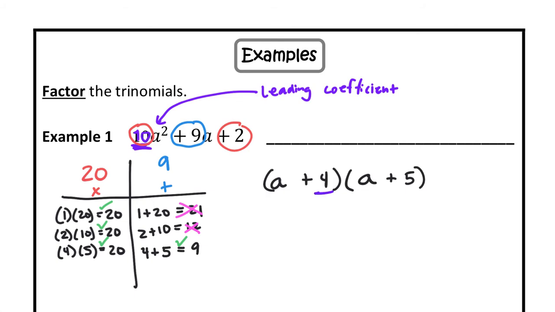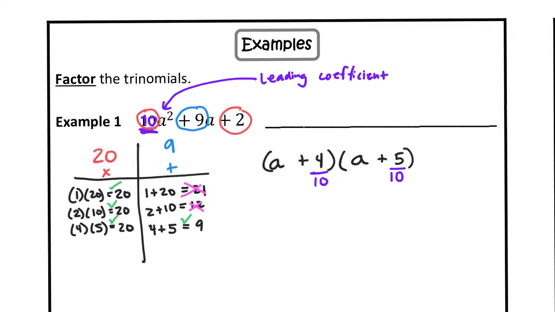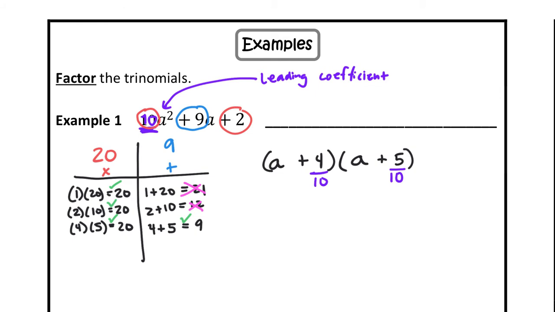We need to divide the 4 and the 5 by 10. Let me zoom out a little bit. We need to divide the 4 and the 5 by 10. And then the next step says, after you divide the 4 and the 5 by 10, can you reduce the fractions?